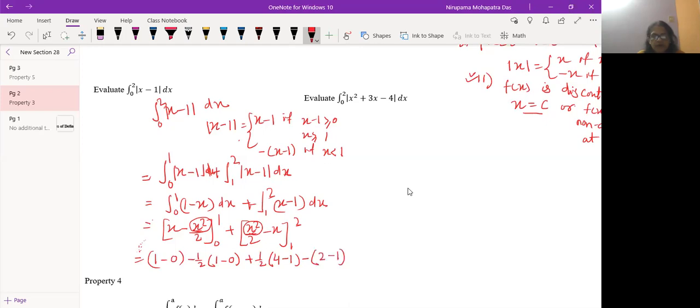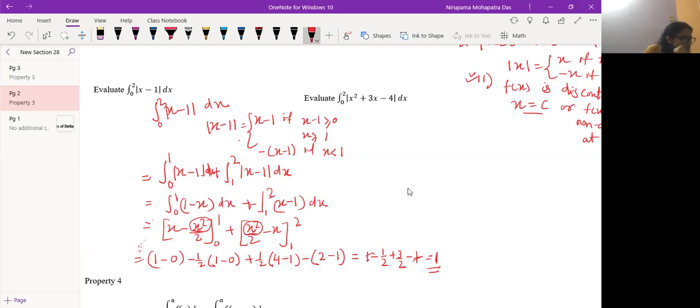So what are you getting? 1 minus 0 is 1, so 1 minus half, that is half, plus 3 by 2 minus 1. So 3 by 2 minus 1 by 2 is 2 by 2. You are getting 1 here, right?